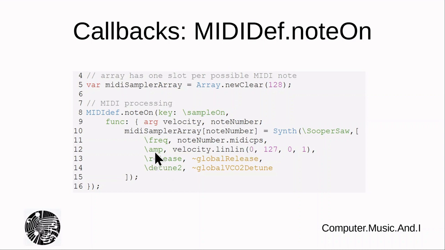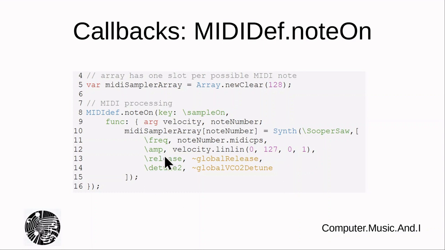With the amplitude, something quite interesting is happening here. So the velocity is taken, and this is a mapping function. And this is a mapping function that goes from linear to linear. So it basically maps the interval from 0 to 127, which is the values that the MIDI is using for defining the velocity, and maps it to the interval of 0 to 1. So 0 is going to be mapped to 0, and 127 is going to be mapped to 1, and if it's 64, then it's going to be mapped to 0.5.